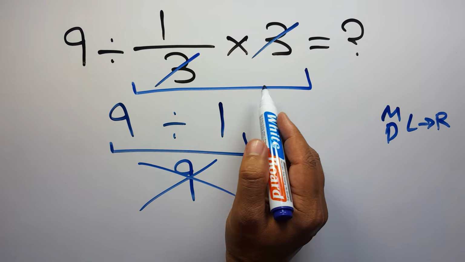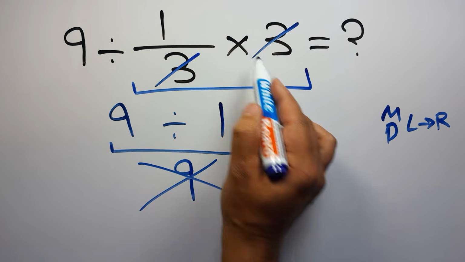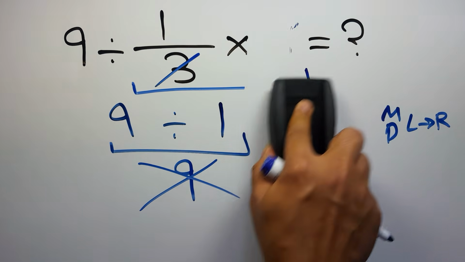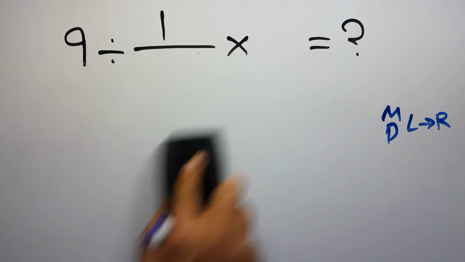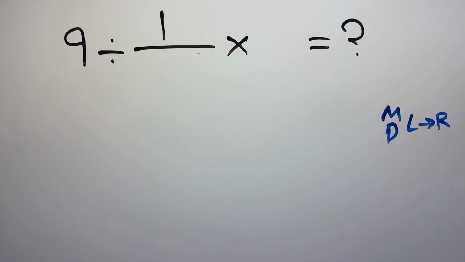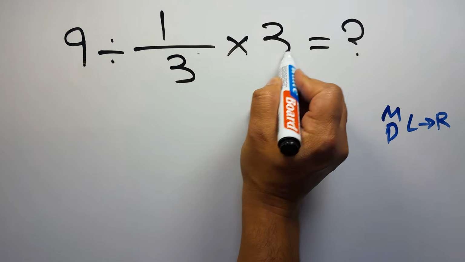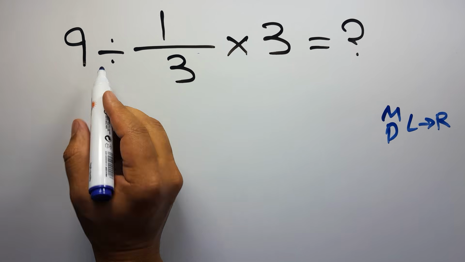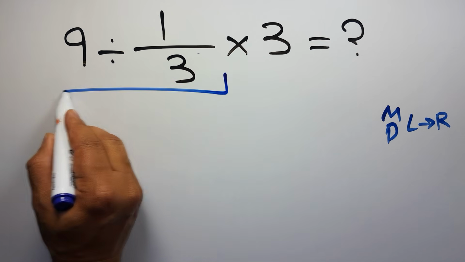So here, first we have to do this division, then this multiplication. If we do this multiplication before this division, it is wrong. So first we have to do this division, 9 divided by 1 over 3.